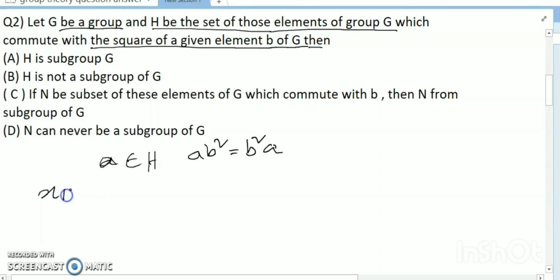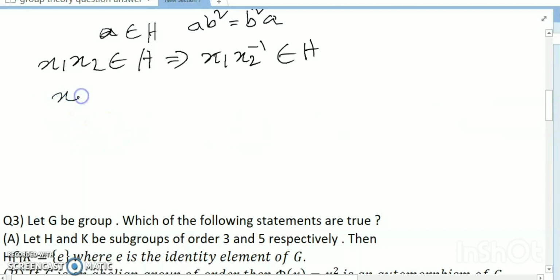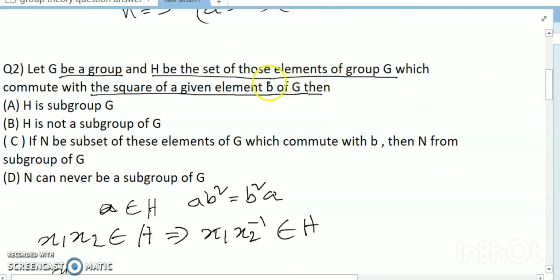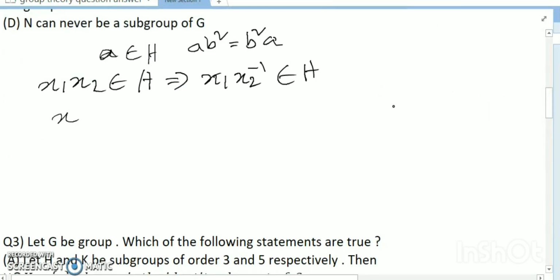Now x1, x2 belongs to capital H, so that implies x1 x2 inverse belongs to capital H. The question is whether H is a subgroup of G or not, that I have to prove. H is the set of those elements. So friends, x1 x2 inverse belongs to H, that I have to show, this is my proof.